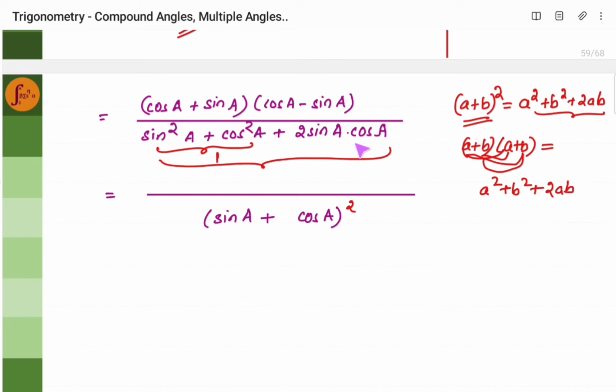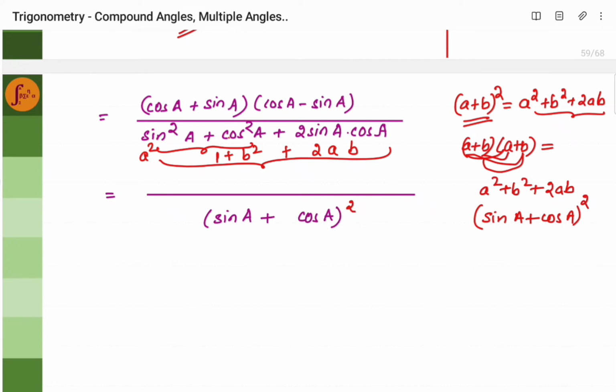Now, if you notice, it is of the same form. This is of the form sine square a plus cos square a plus 2 sine a cos a. This is of the form a square plus b square plus 2ab. A is sine a, b is cos a. So, now we can write this denominator as sine a plus cos a the whole square. Because sine a plus cos a the whole square, if you multiply, you will get sine square a plus cos square a plus 2 sine a cos a using this formula. So, now we have written it as sine a plus cos a the whole square.